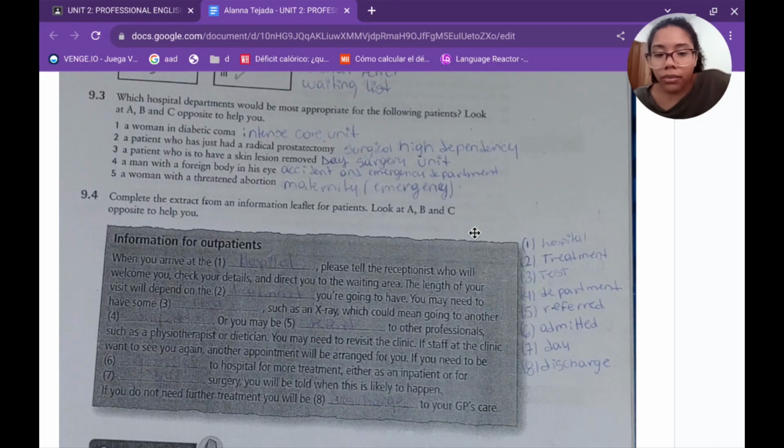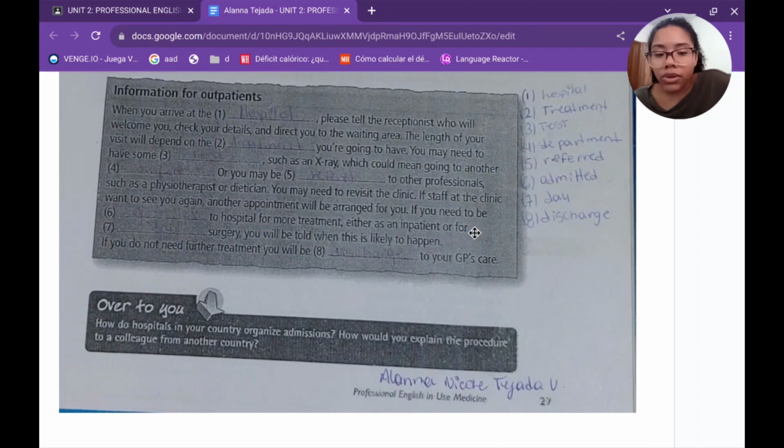Or you might be referred to other professionals, such as a psychotherapist or dietitian. You might need to revisit the clinic. If staff at the clinic want to see you again, another appointment will be arranged for you. If you need to be admitted to hospital for more treatment, either as an inpatient or for day surgery, you will be told when this is likely to happen. If you do not need further treatment, you will be discharged to your GP's care.